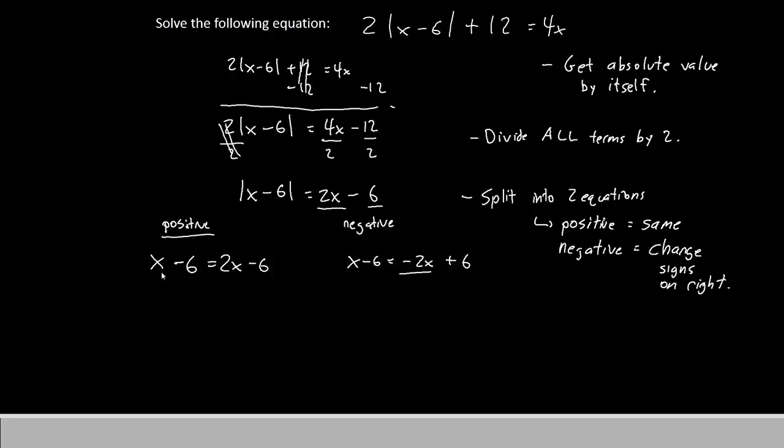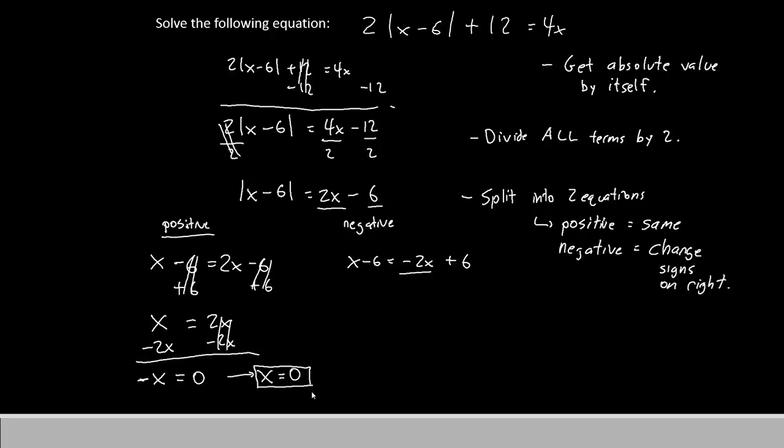Let's try to get the x's over to the left and the non-x's over to the right. Go ahead and add 6 to both sides. We'll cancel both of these out, leaving x equals 2x. Then we'll just subtract 2x from both sides. The 2x here drops out. x minus 2x gives us negative x equals 0. But of course, there's no such thing as negative 0, so our answer is x equals 0. That's our first answer.